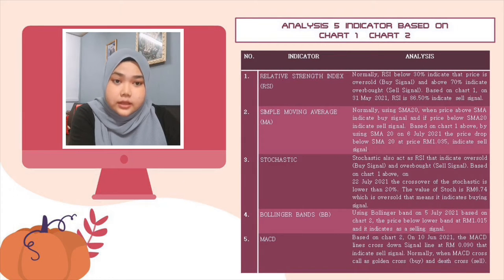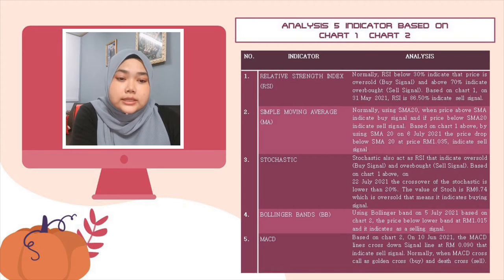So, the first is the relative strength index, RSI. Normally, RSI below 30% indicates that the price is oversold, a buy signal, and above 70% indicates overbought, a sell signal. Based on chart 1, on 31st May 2021, RSI is 86.50%, which indicates a sell signal.